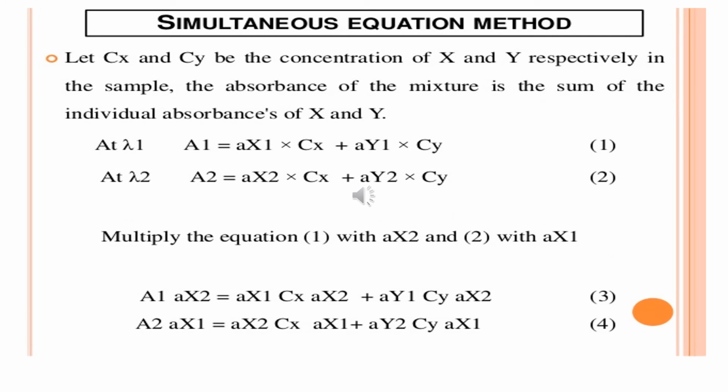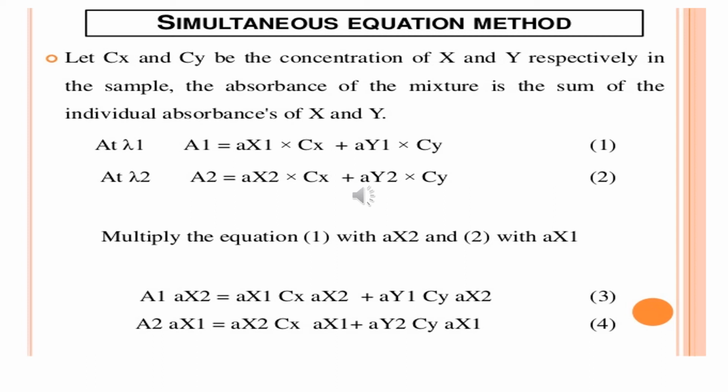Let Cx and Cy be the concentration of X and Y respectively in the sample. The absorbance of the mixture is the sum of the individual absorbances of X and Y. At lambda 1, A1 is equal to Ax1 into Cx plus Ay1 into Cy. That is equation 1. At lambda 2, A2 is equal to Ax2 into Cx plus Ay2 into Cy, equation 2.